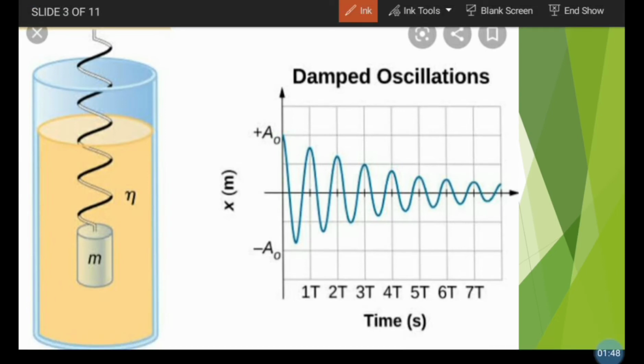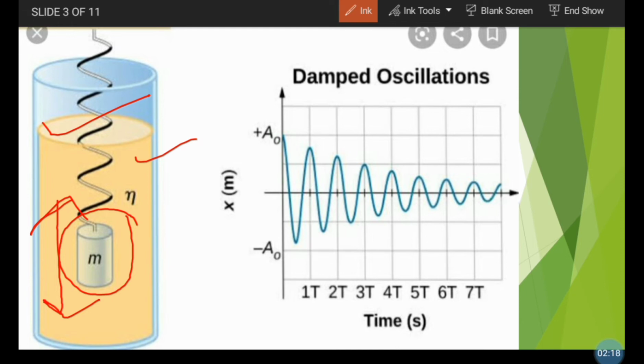For example, let's see the left figure. A mass attached to a spring, and as you are seeing in this diagram, this mass M is dipped into a liquid of high viscosity. As the body of mass M vibrates about the mean position, due to the resistive force its amplitude decreases to zero with the increase of time.